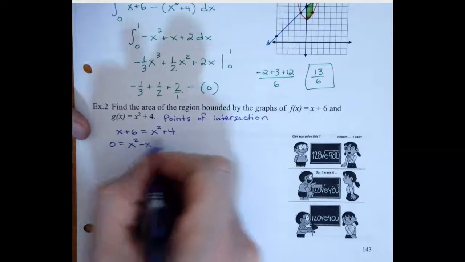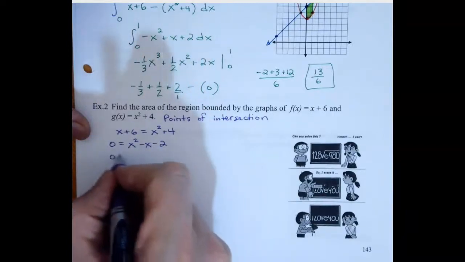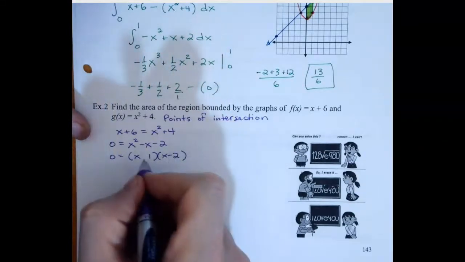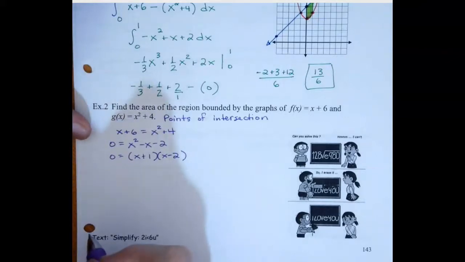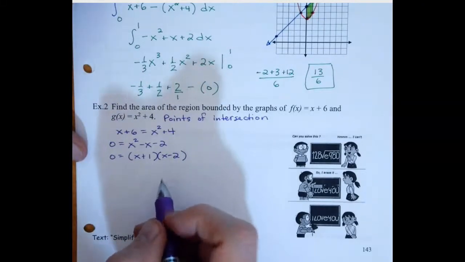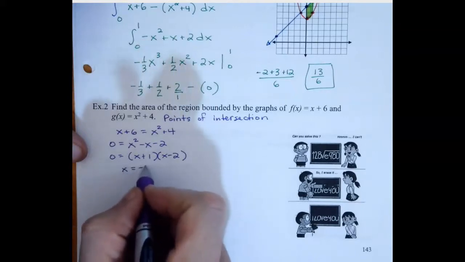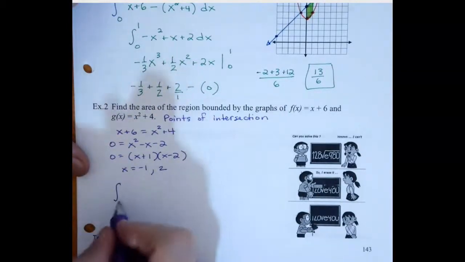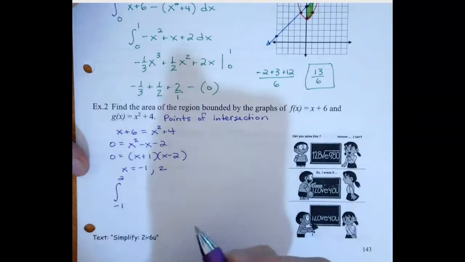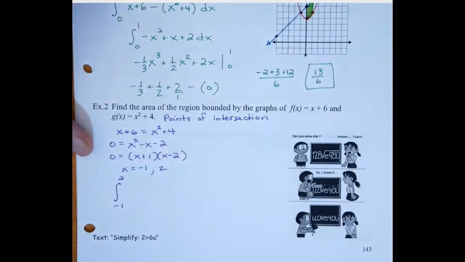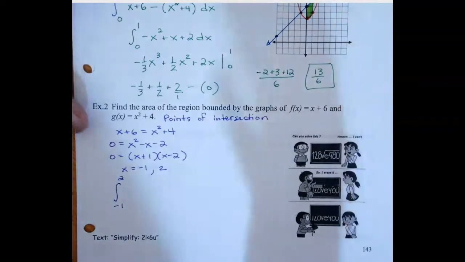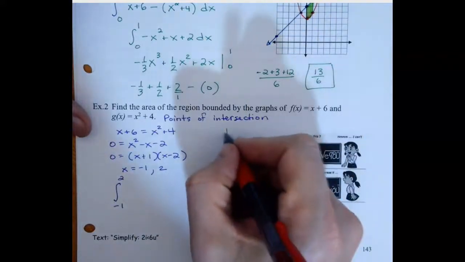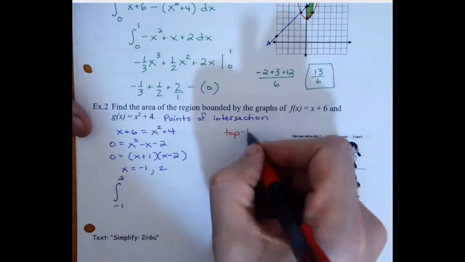So if we subtract this over here and factor that, 1 and 2, negative and positive. So what we want is x equals -1 and 2. So that gives us our limits of integration. So we're going to go from -1 to 2. Now let's just say we didn't have that graph, because we can look at that graph and figure out what's on the top and the bottom in that section. But let's say we have top or bottom question mark.